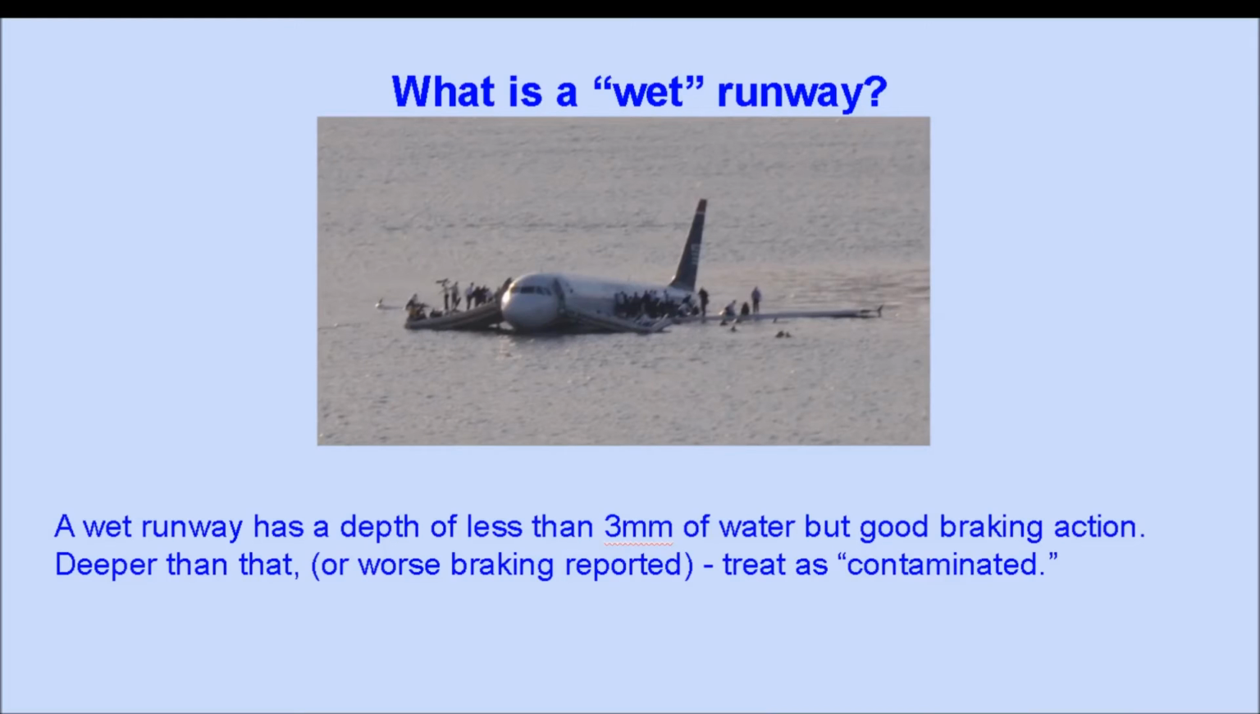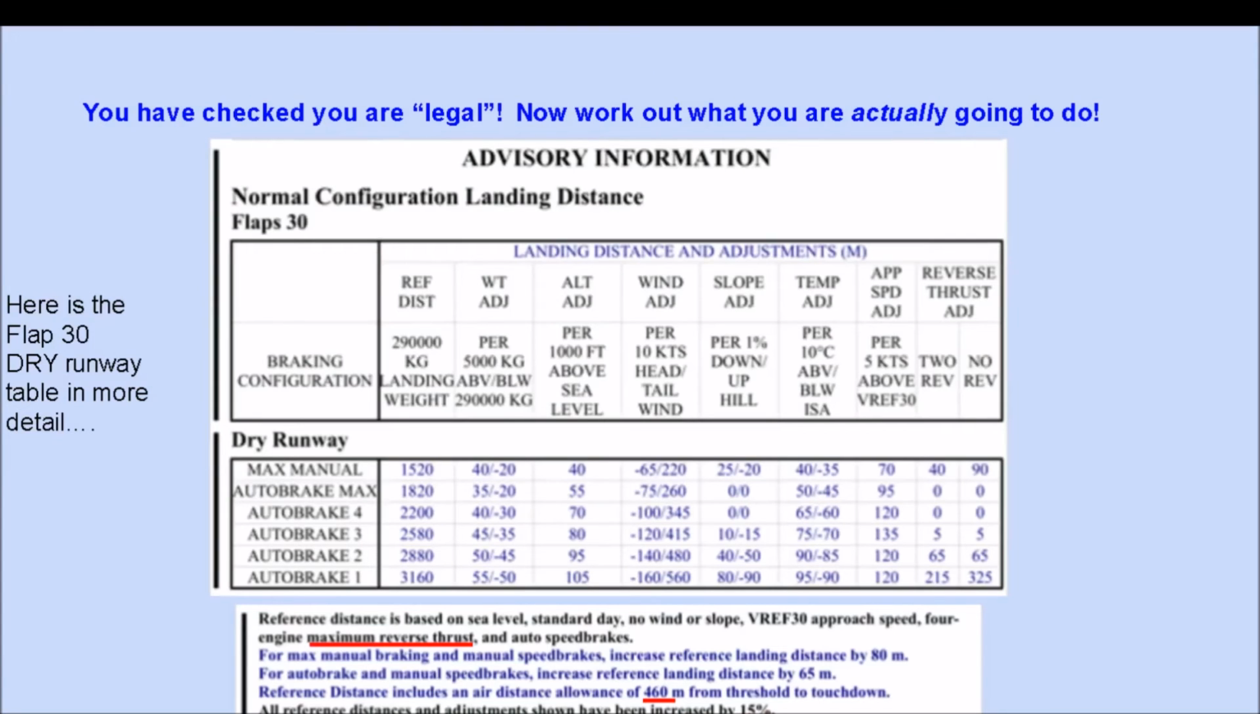But on that subject, a wet runway is one with a depth of less than 3 millimeters of water, but with good braking action. So the one above definitely wouldn't qualify. Anything worse than that, 3 millimeters and good, you would have to treat as contaminated. This is the section you'll use most of the time for a shortish runway, flap 30 dry runway, and you will see that there's a whole number of figures here.